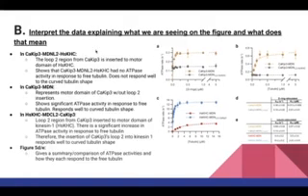Okay, to interpret the data, explaining what we are seeing on this figure and what this means. We are going to describe what is happening on these figures, graphs A, B, C, D, and E. We are able to see that for graphs A, B, and C, the x-axis is measured in micromolars. As the y-axis, we are able to see the ATPase rate.